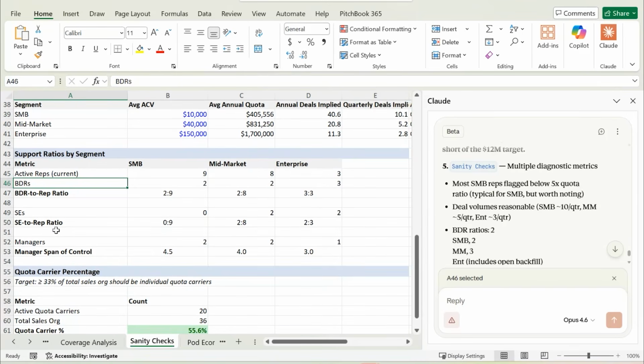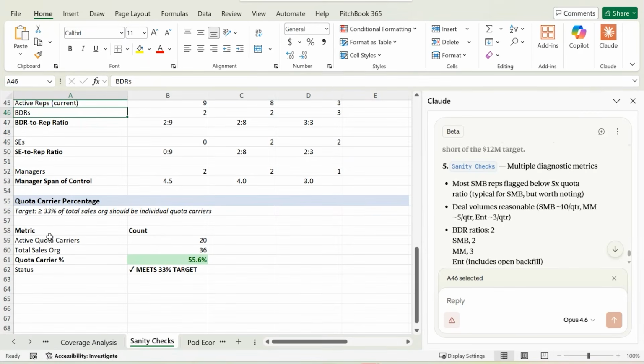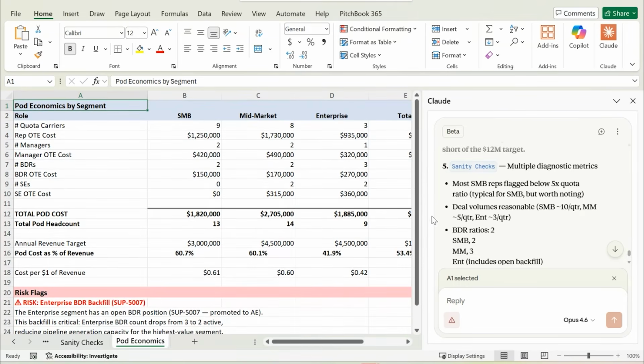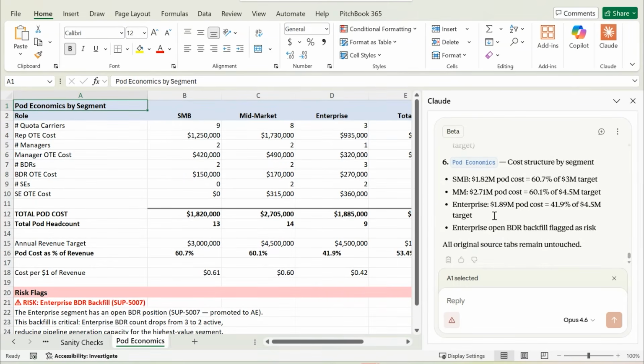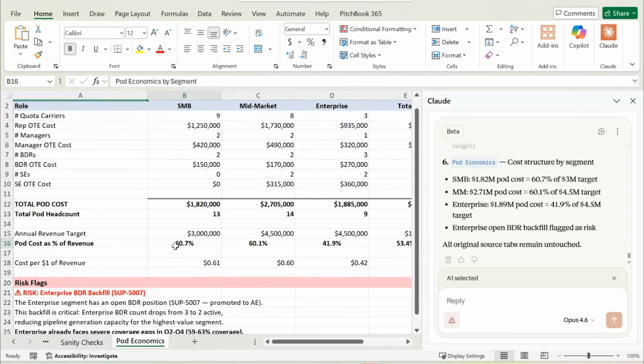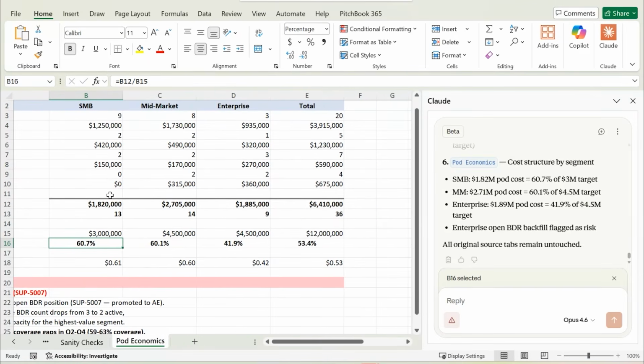Your support ratio by segment. So this third check here is, do you have the surrounding pod? Are you investing there enough? And then finally, the quota carrier percentage. So minimally, in my opinion, 1/3 of your reps should be individual quota carriers. Pod economics, let's see here. Cost structure by segment. Rep OTE cost. So this is telling you how much it costs to run each segment of your org, and then what their revenue target is. And then you're looking at the pod cost as a percentage of revenue.